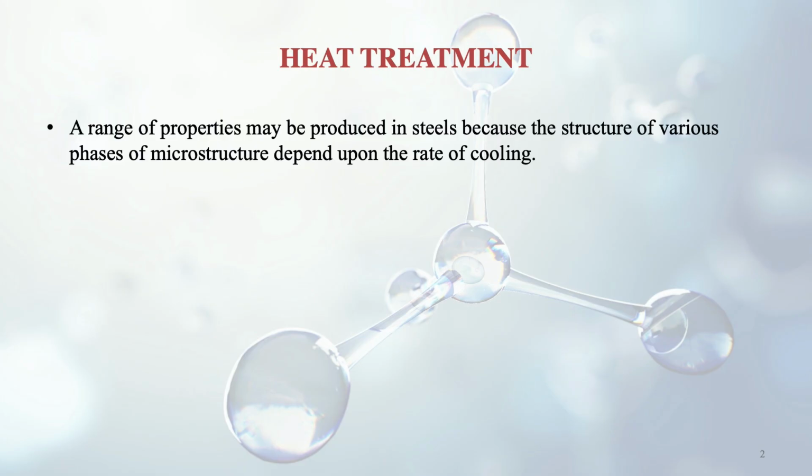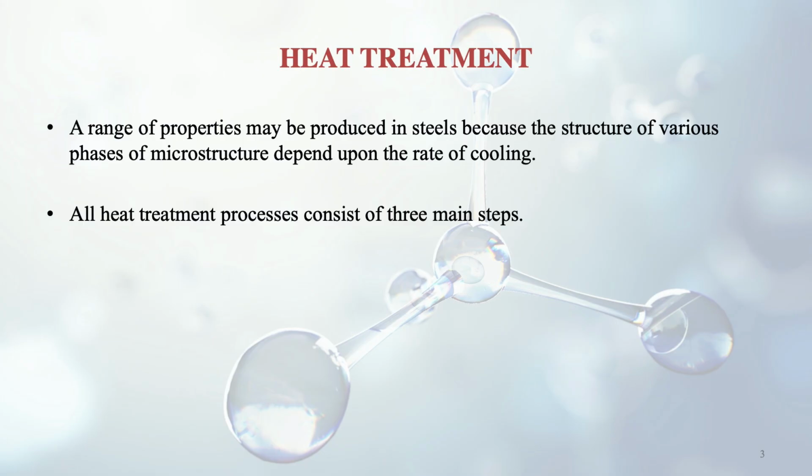A range of properties may be produced in steels because the structure of the various phases of the microstructure depends upon the rate of cooling. So depending upon the rate of cooling, the microstructure changes and we get different kinds of steels. This heat treatment is very important because we can get different things due to this process. So what is actually heat treatment? We need to know. This heat treatment process consists of three main steps.